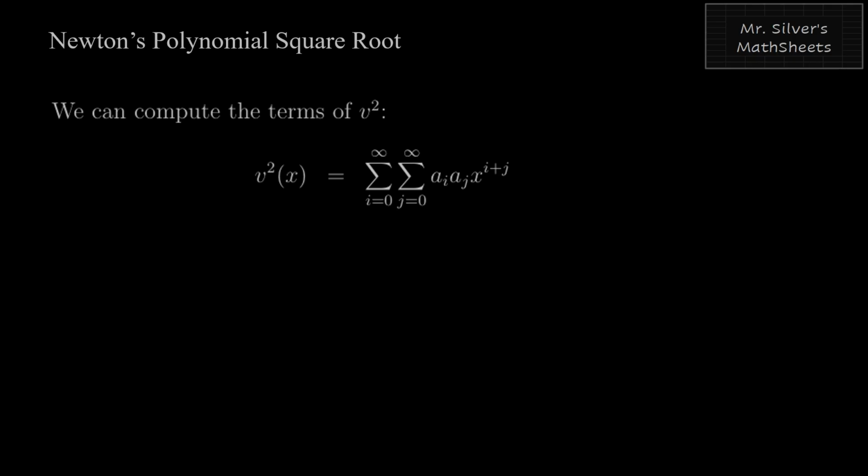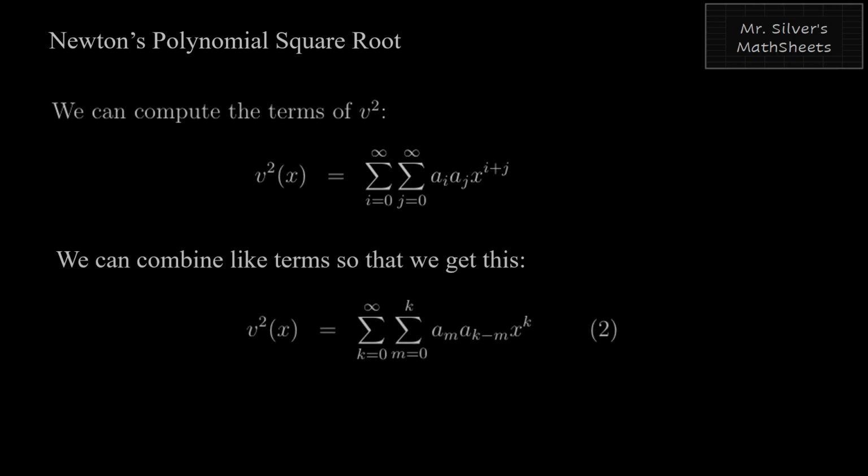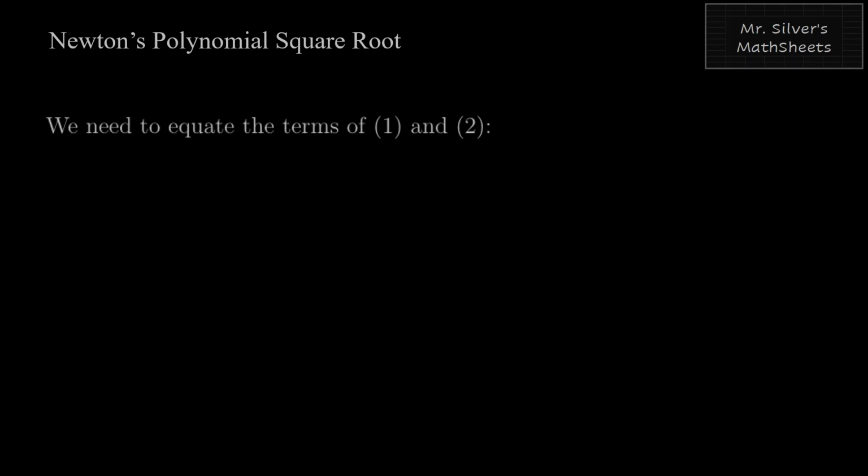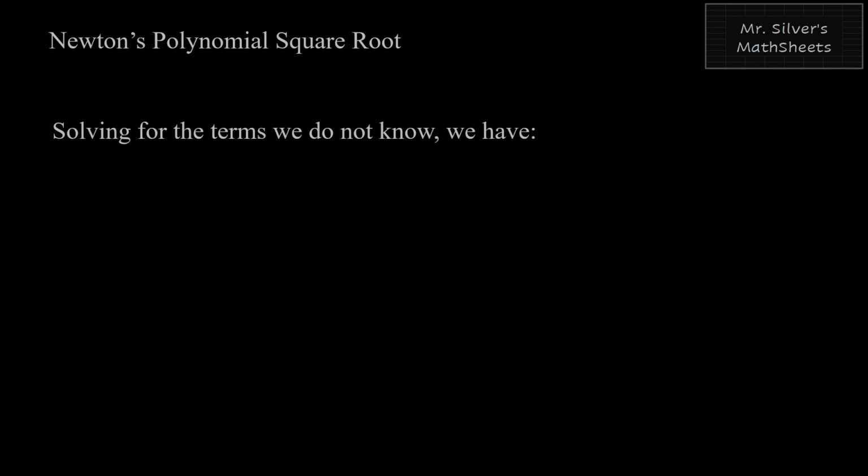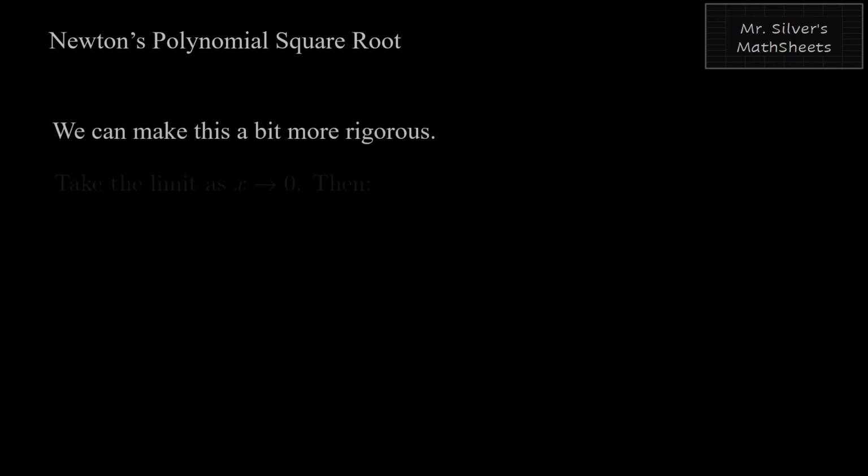So we can compute v squared, just multiply out the terms, but we can rearrange the terms so that they are all powers of x to the k. And then we can equate terms, and we get this identity. Solving for the terms we don't know, we could say a0 squared is equal to b0, 2a0 a1 is equal to b1.